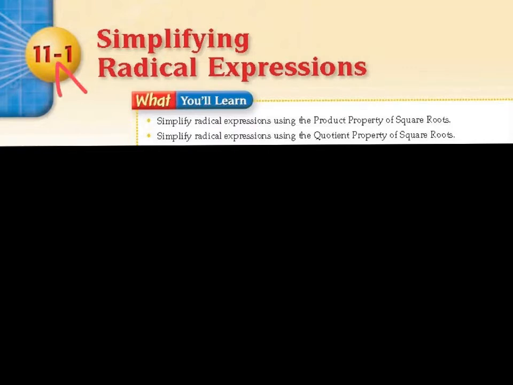Okay, once again, we're breaking 11.1 into two parts. They want us to look at simplifying radical expressions, and we're going to focus on the first part here: simplify radical expressions using the product property of square roots.